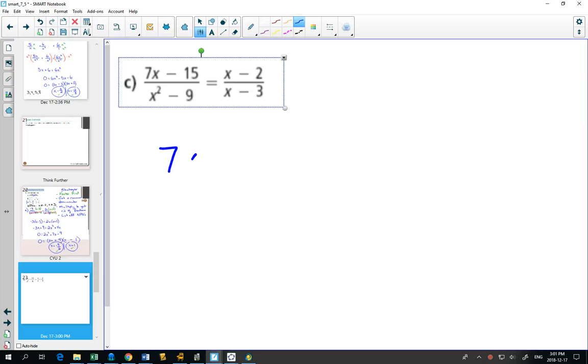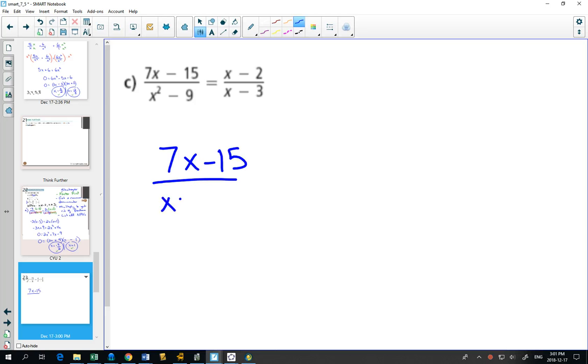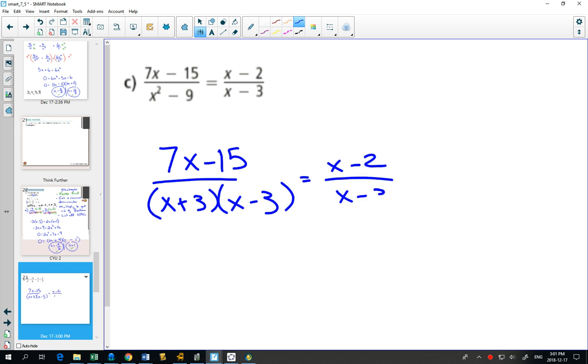Well, we factor first, x plus 3, x minus 3, for a couple of reasons. One is it helps us see what our non-permissible values are. So if we start listing our non-permissible values, we can't necessarily see them all until we've factored completely. What would make us divide by 0 here? X can't equal 3. That one was obvious, but after factoring, we also see that x can't equal negative 3.